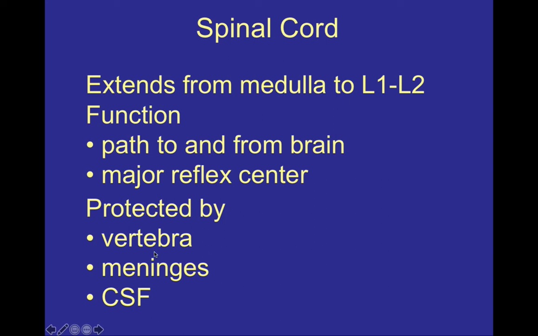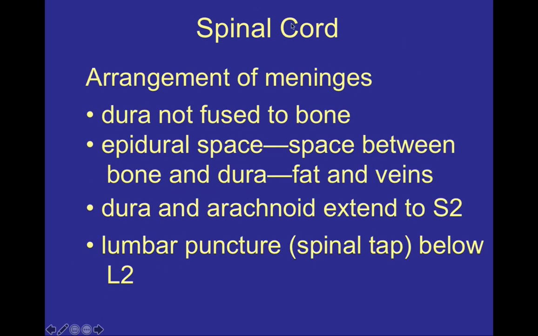The vertebrae around the spinal cord are separate bones, and so this is going to affect how the meninges will lie around the spinal cord. The vertebrae were not fused together like the bones of the skull were, so naturally the meninges will not be able to be fused to the vertebrae like they were up in the cranial cavity. We'll see the arrangement of the meninges described on this slide.